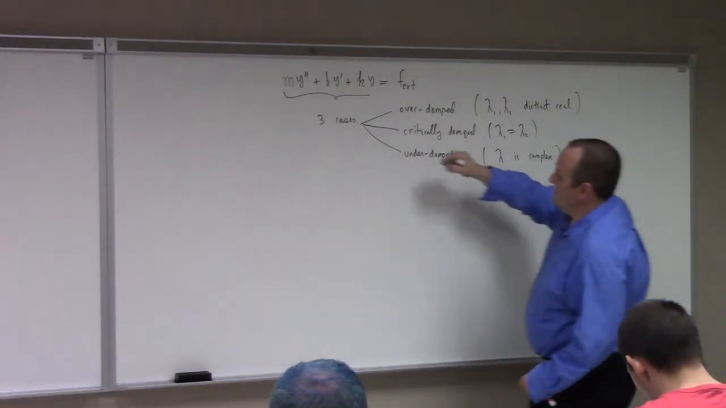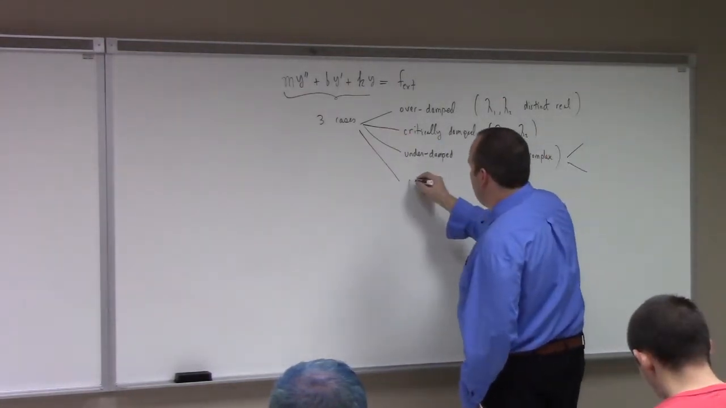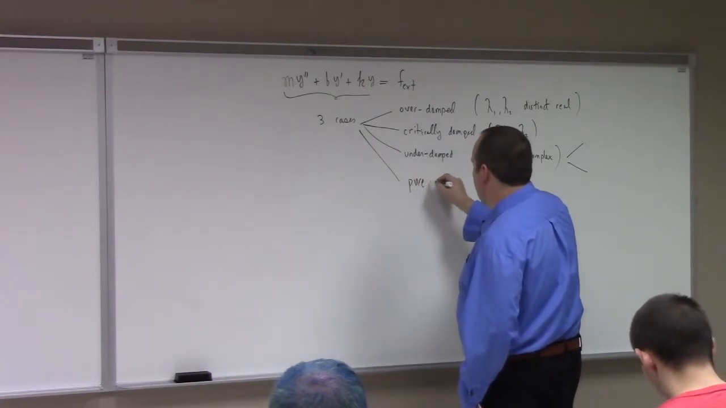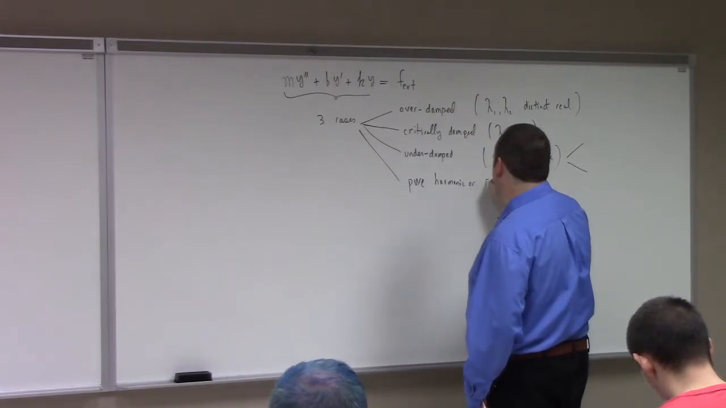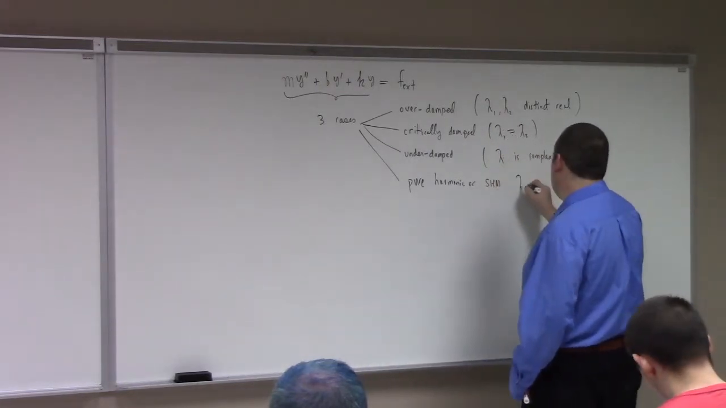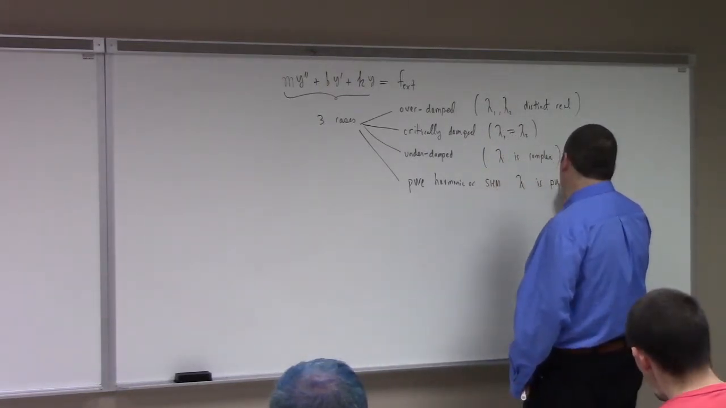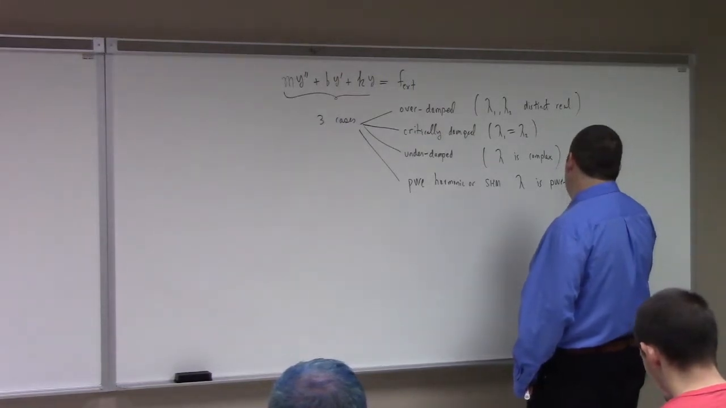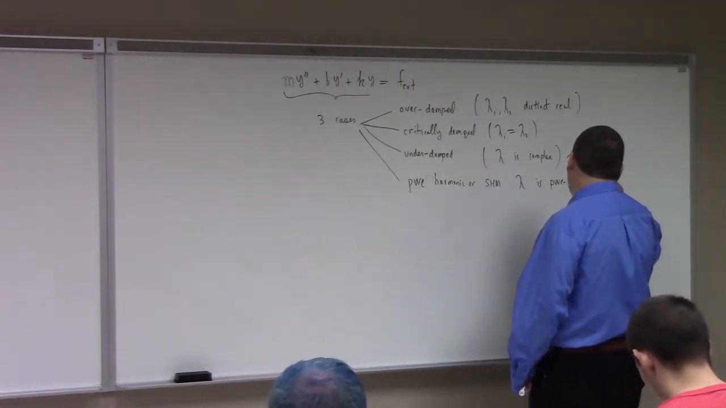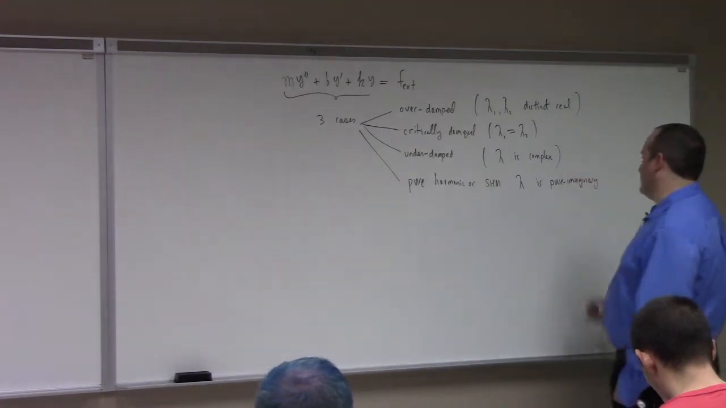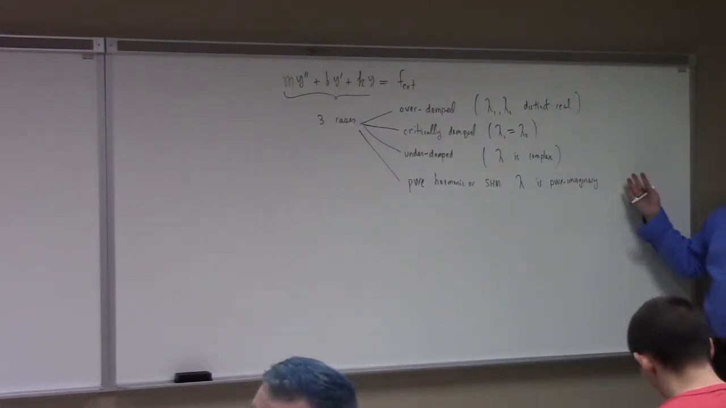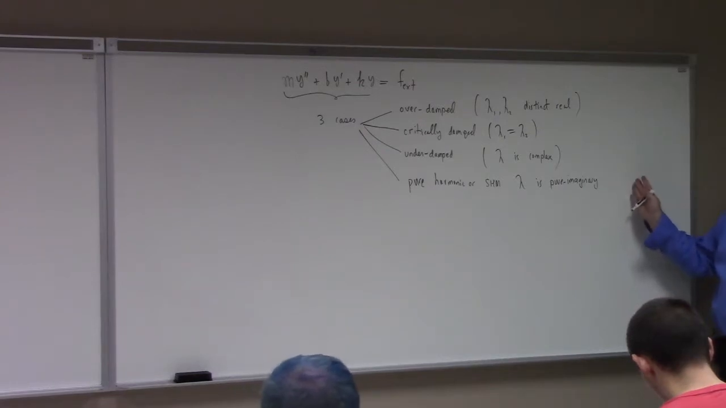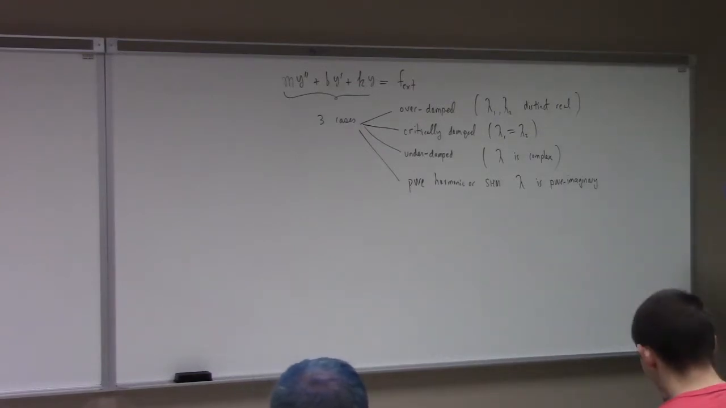I guess maybe a 4th case is pure harmonic or simple harmonic motion, right? This would be the case that lambda is pure imaginary. I don't really care about the classification scheme so much. The point is you should be aware of this. Of course, pure imaginary is when we get simple harmonic motion. That comes from not having a friction force at all, right?